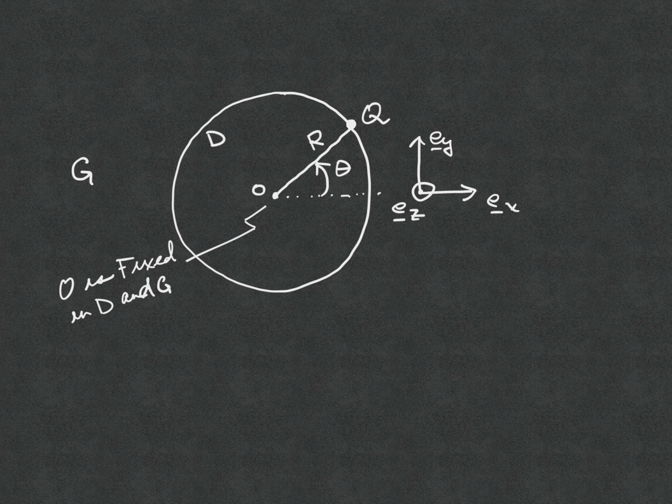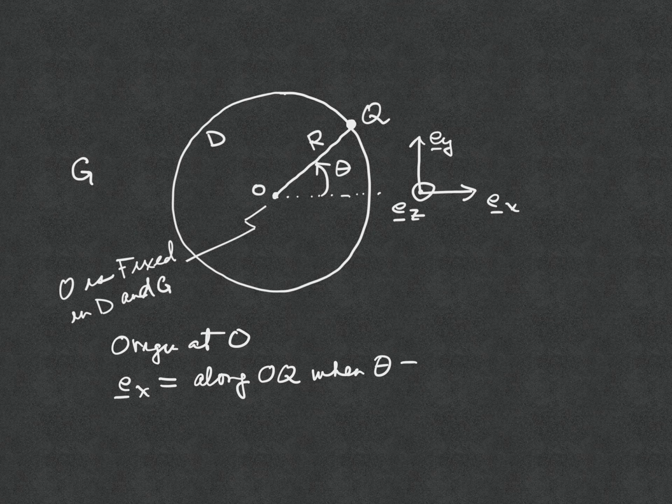So EX, EY, EZ is this basis that I've just defined. The coordinate system has its origin at point O. So this is going to be a ground fixed coordinate system. So this has its origin at O. And then EX is going to be along, now I have to be careful, it's along OQ when theta equals 0. So of course theta changes with time because the disk is rotating relative to the ground.